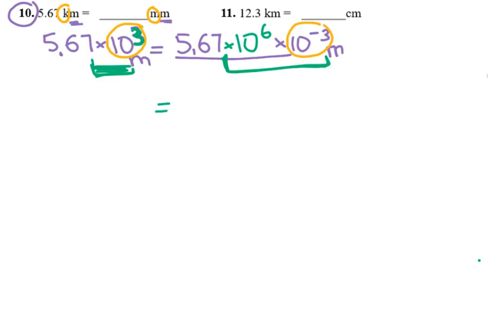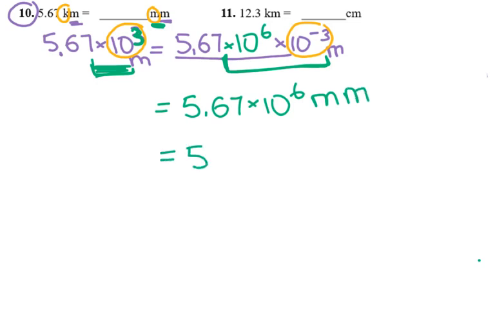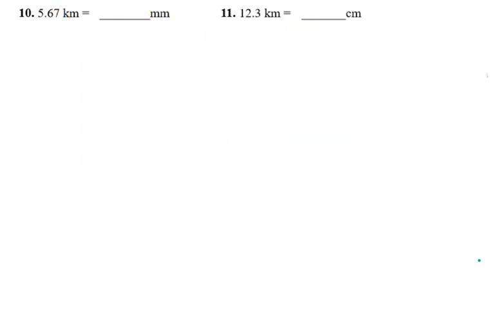So my answer for this question is 567, 10 to the 6. And instead of negative 3, it's actually millimeters. And I could rewrite this answer as 5 and move the decimal 6 positions. That's going to be 6, 7, 0, and then 1, 2, 3 zeros, millimeters. Let's look at another example.